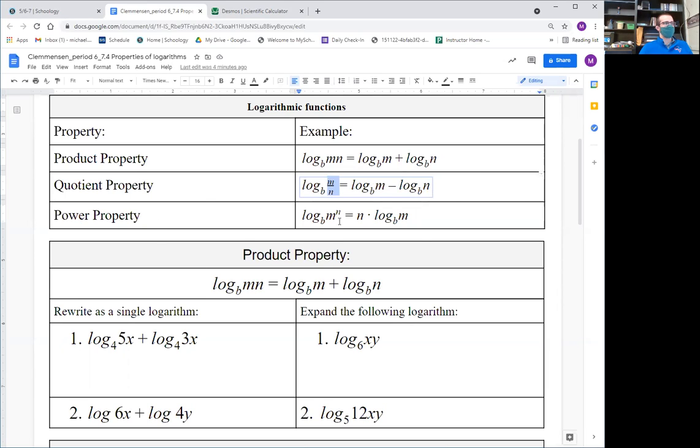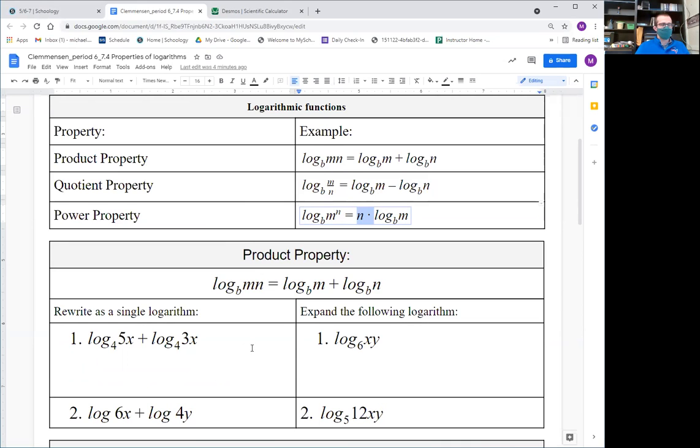The last one is the power property. This has been giving a lot of students problems. All we do with our power property is, if there's an exponent right here, I take it out to the front. If it's multiplying by n at the front, I can bring it up to the exponent. I can go between the two, depending on what the problem's asking me to do. So those are my three properties.